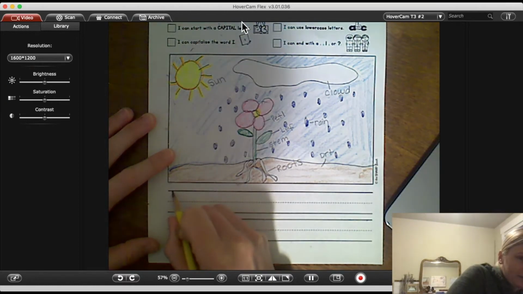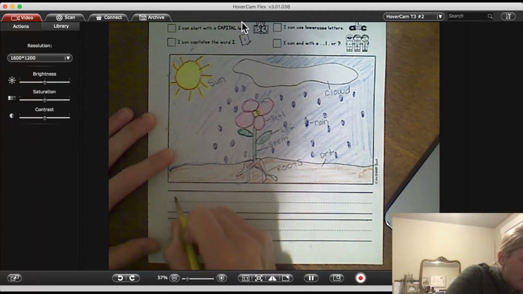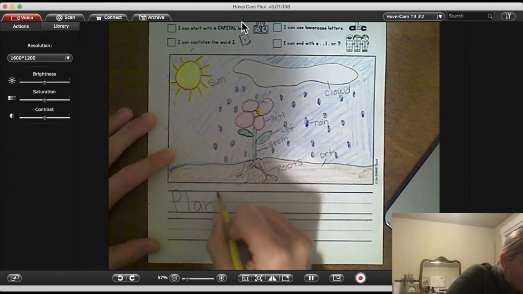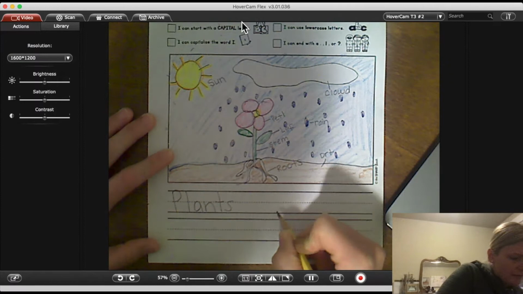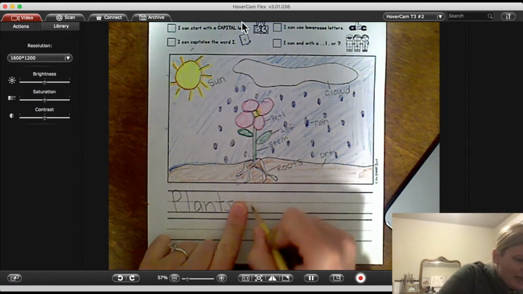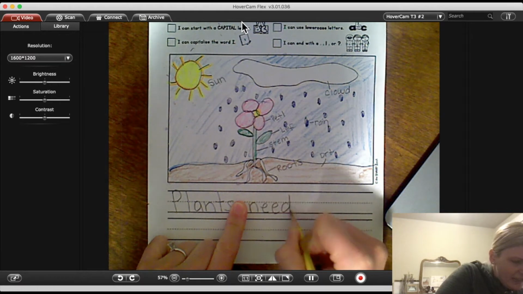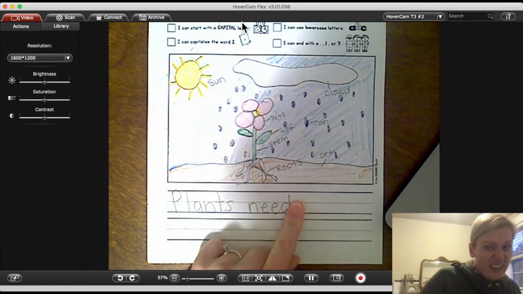And this is the first word in my sentence. So that first letter is going to be capitalized. So I'm going to start by talking about plants. So plants, finger space, need, finger space. They need water.